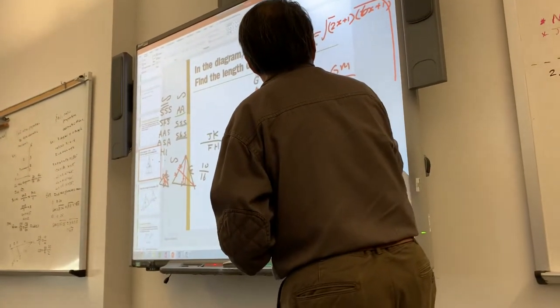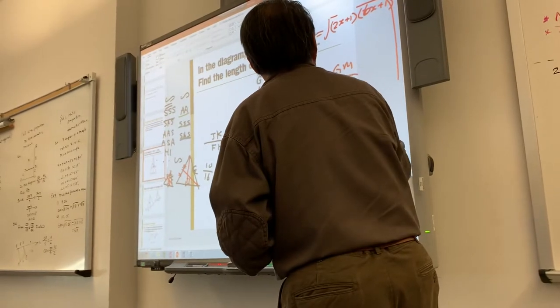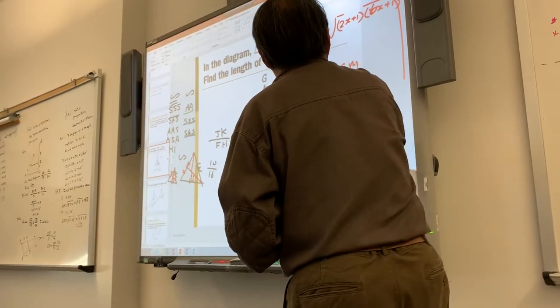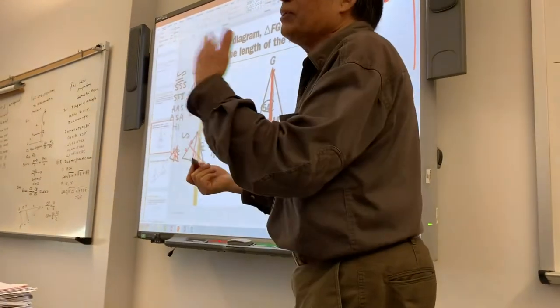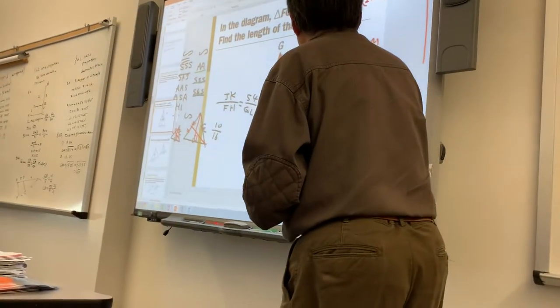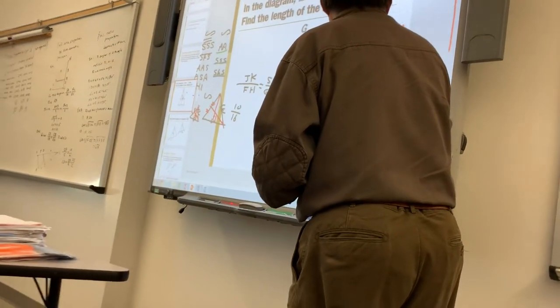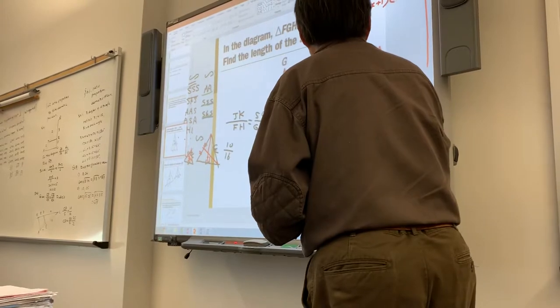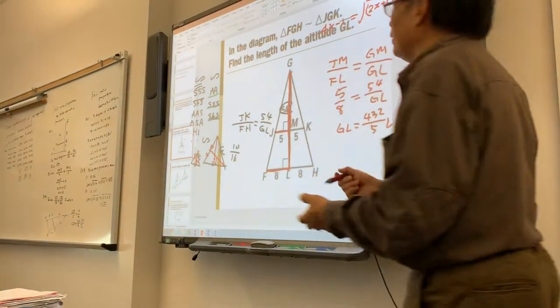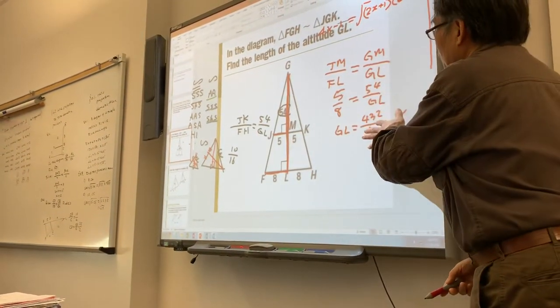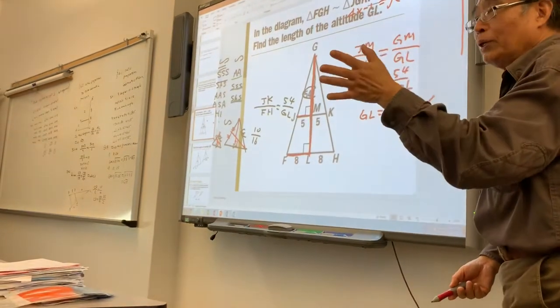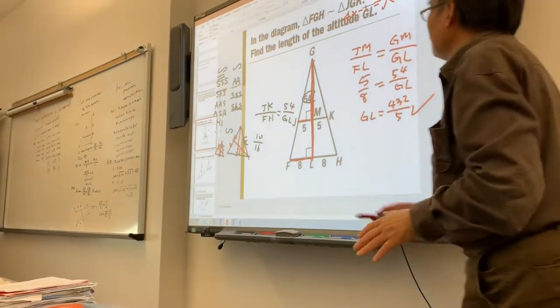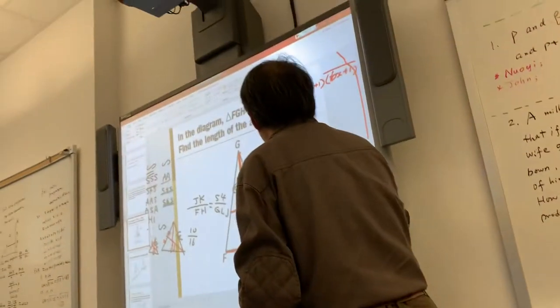Now you plug in: 5 over 8 equals GM, which is 54, over GL. Cross multiplication, because the question we cannot simplify. You get GL equals 432 over 5. Just leave it there. Three lines, 10 points, perfect. Some students say, I get 5 over 8, 50 over 4.